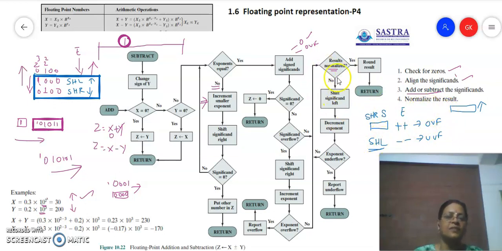If you look into the flow chart, when we shift left, we have to decrement. So shift left, decrement. And here, if we increment the smaller exponent, increment means shift right, so we are doing the shift right. If this point is kept in mind, I think it will be easy.